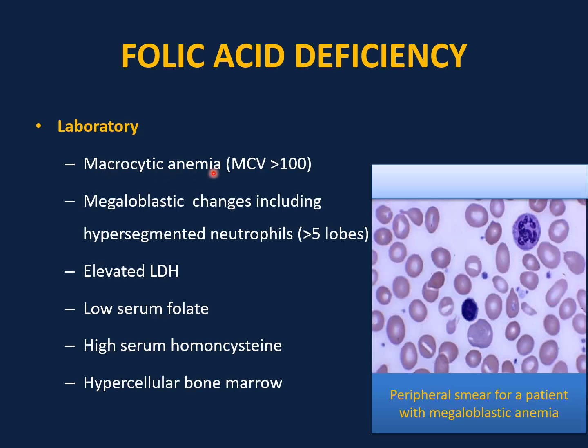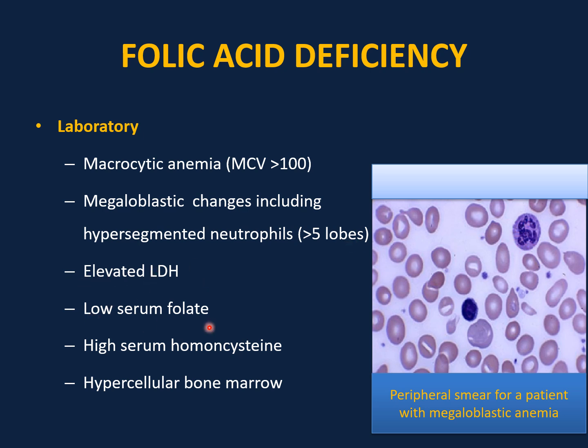MCV here will be more than normal, so MCV will be more than 100. If you see here, this is the nucleus of a mature lymphocyte. Here the size of the red cell is larger than the nucleus of the mature lymphocyte. Also, if you look at the neutrophil, the nucleus will be hypersegmented, more than 5 lobes. 1, 2, 3, 4, 5, 6, 7. So it's more than 5 lobes. This is unique to B12 or folic acid deficiency.